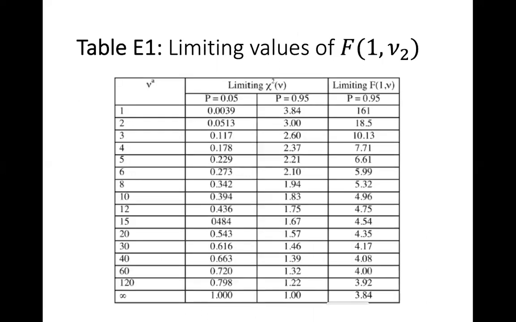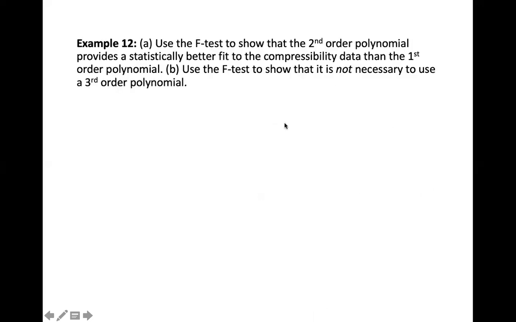So this limiting value of F1 comma nu2 can be found in this table here. The relevant column is this final column here, which gives the F value as a function of the number of degrees of freedom, which is shown in the leftmost column here. Okay, so next we're going to do an example. In this example, we're going to use the F-test to show that the second order polynomial provides a statistically better fit to the compressibility data than the first order polynomial. And we're also going to ask, is it necessary to use a third order polynomial?